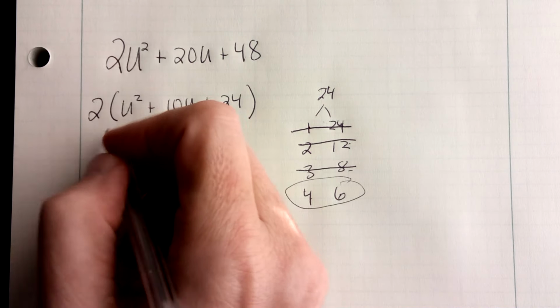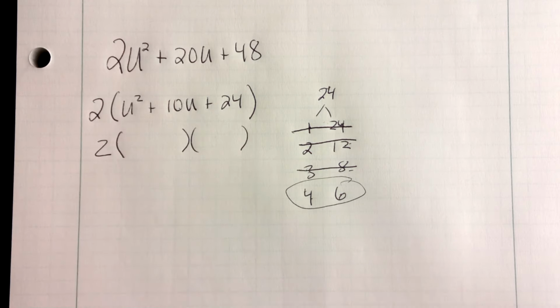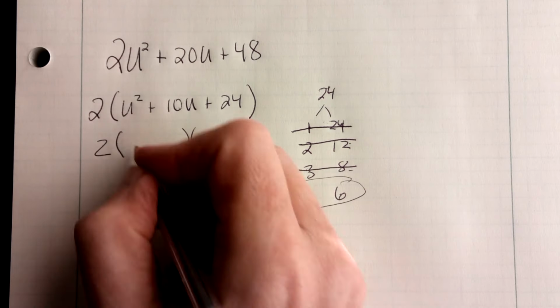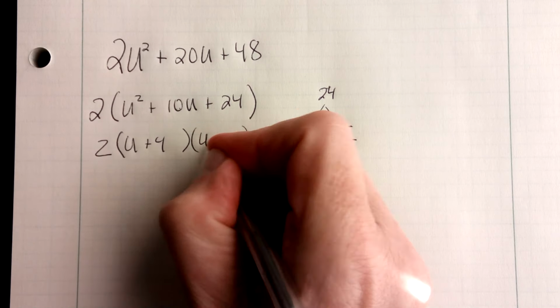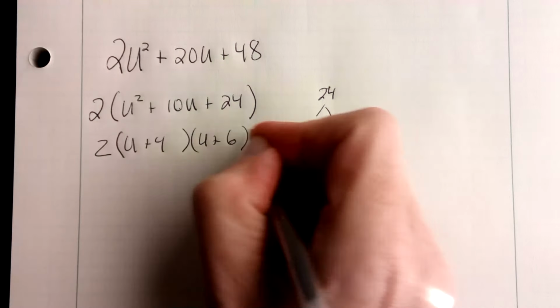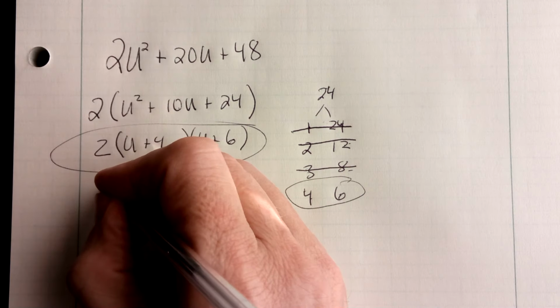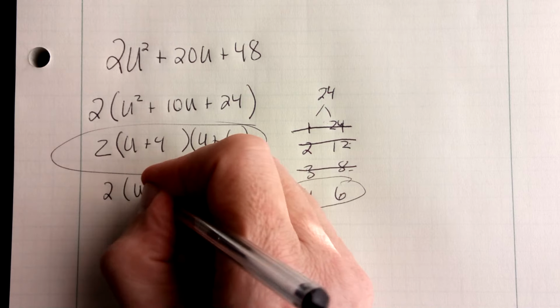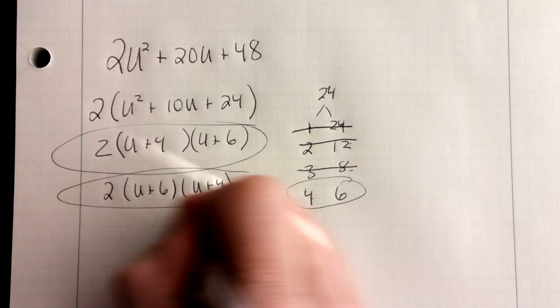So I come over here and I do 2 sets of parentheses. I leave that 2 out front. Make sure you don't forget there's that 2. And then I do a u plus 4 and a u plus 6. And say we're both positive. And I factored my quadratic. And again, it would have been perfectly fine to do the u plus 6 first and the u plus 4 second. That would have also been perfectly fine.